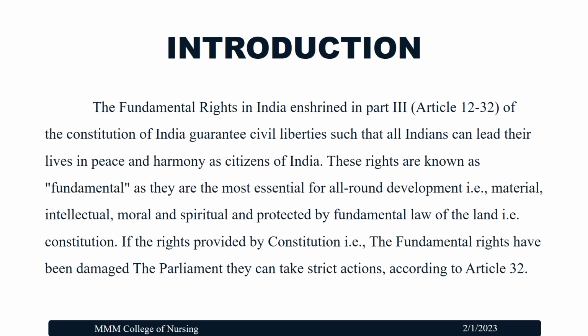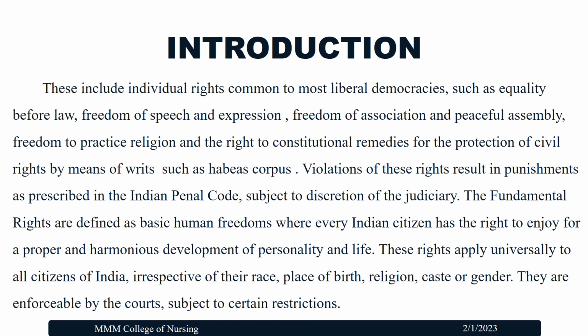If the fundamental rights provided by the Constitution are damaged, the Parliament can take strict action according to Article 33. These include individual rights common to most liberal democracies, such as equality before law, freedom of speech and expression, freedom of association and peaceful assembly, freedom to practice religion, and the right to constitutional remedies for the protection of civil rights by means of writs such as habeas corpus.